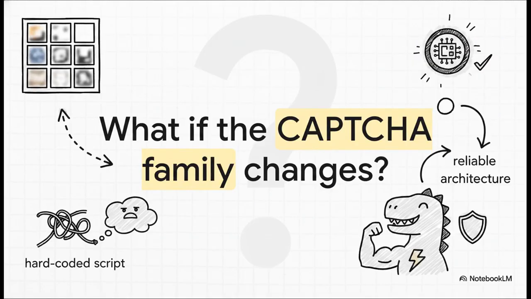Here's another really great question. What happens if the site suddenly changes the Captcha family on the page? Say it goes from an image challenge to a token challenge. Normally, this is a total nightmare scenario for hard-coded scripts, but how does our Deno architecture handle it?